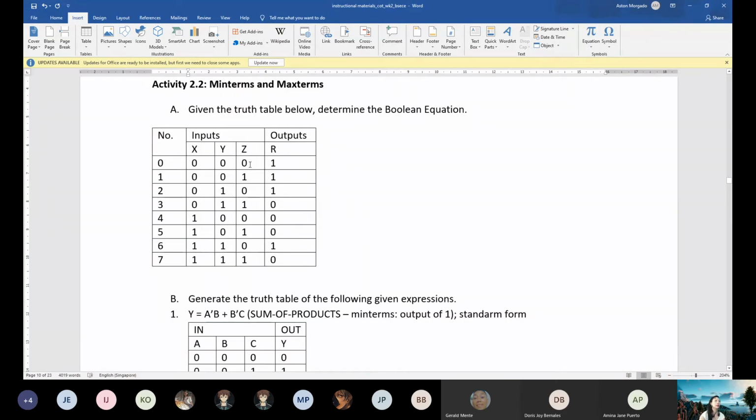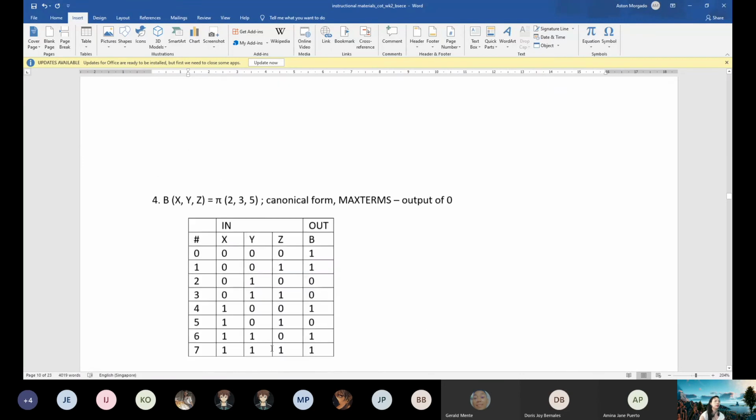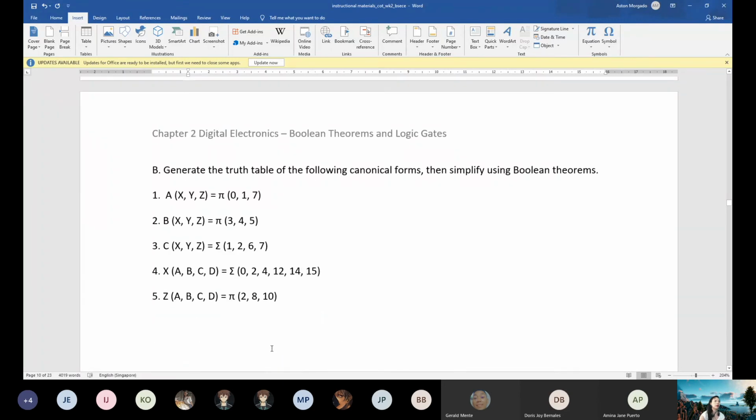So that's how you generate the truth table given the expression. Because usually, given the truth table, you have to determine the Boolean equation. So reverse yung ginawa natin sa letter B. Can we proceed now for letter C? Sige po, ma'am.